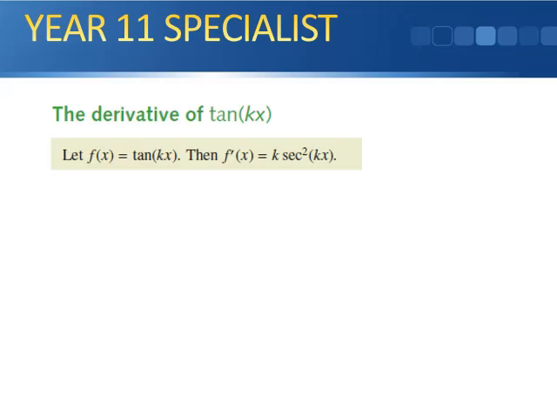The derivative of tan kx is, we put the k at the front, and then we go sec squared of kx. So that's very important. So we're differentiating this, and we get k, and then we've got sec squared of whatever that was, kx.